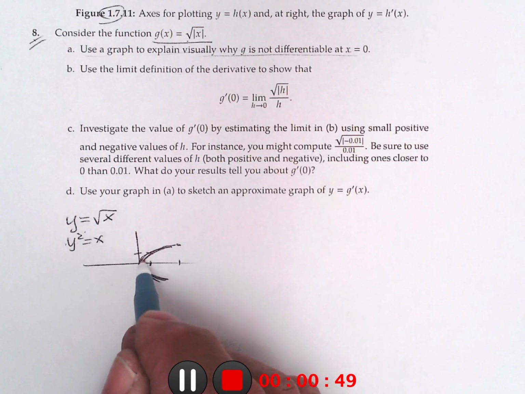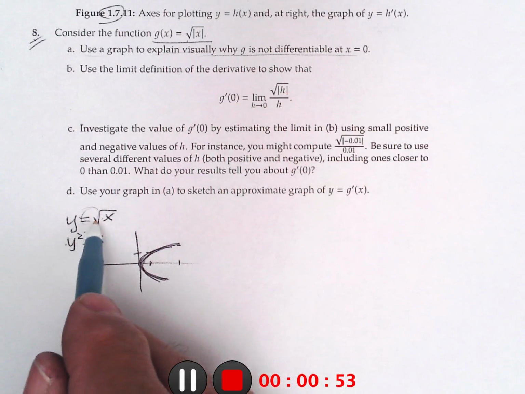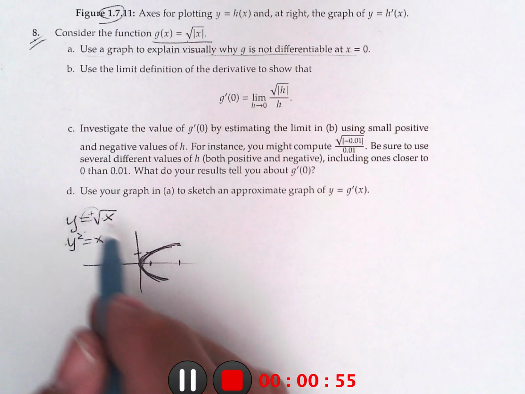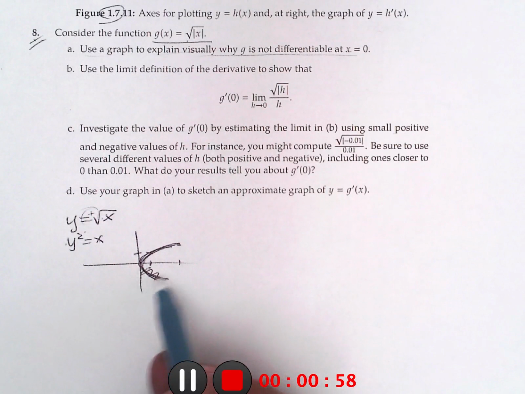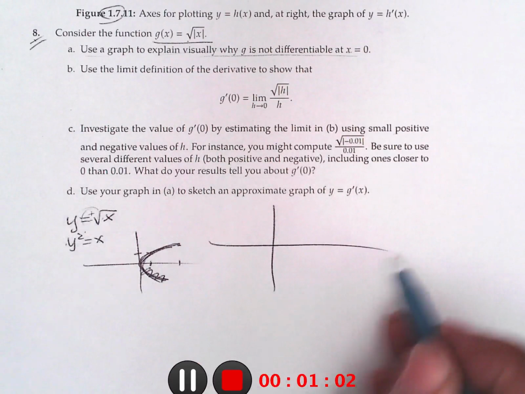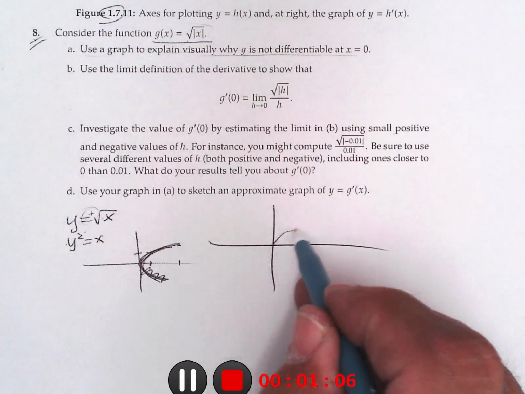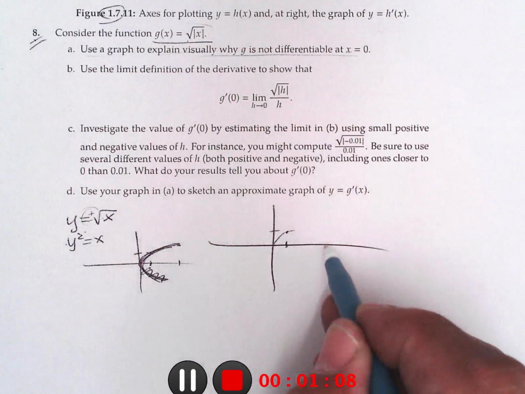But it doesn't give negative answers. With a square root, you have to go plus or minus to get negative answers, so we don't get this bottom half. So that's what part of this looks like. It looks like it goes through (1, 1) and (4, 2).